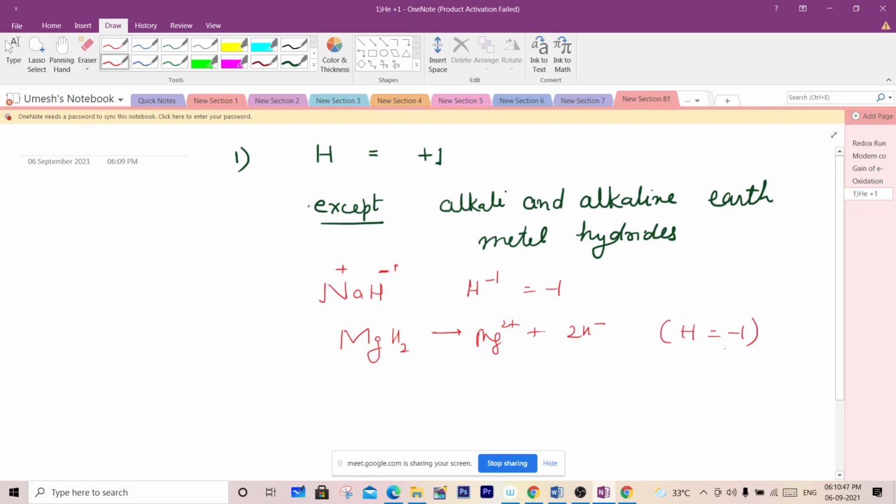Hydrogen acquires oxidation number -1. Oxidation number is equal to +1, right? But in case of alkali metal and alkaline earth metal hydrides, the oxidation number is equal to -1.